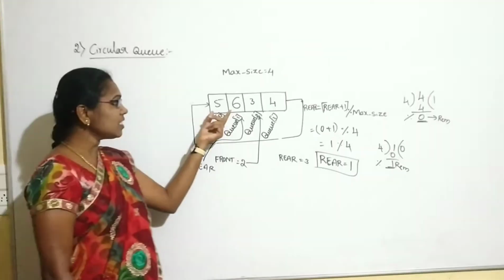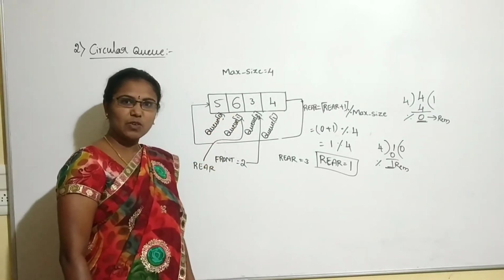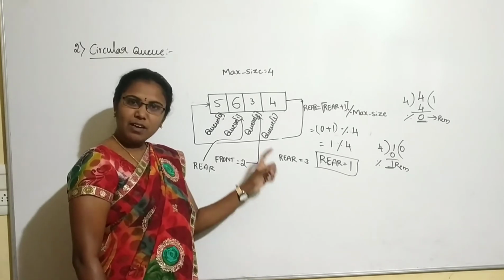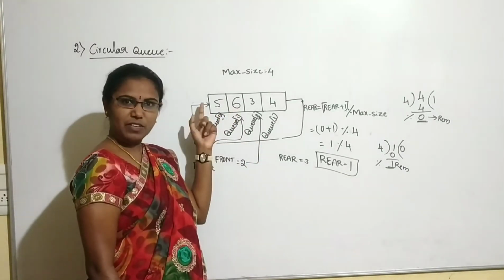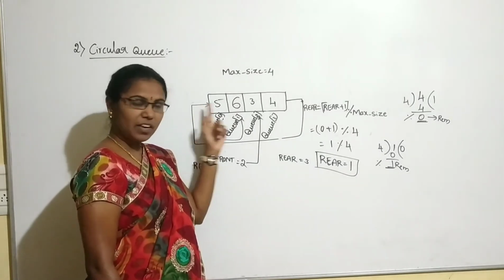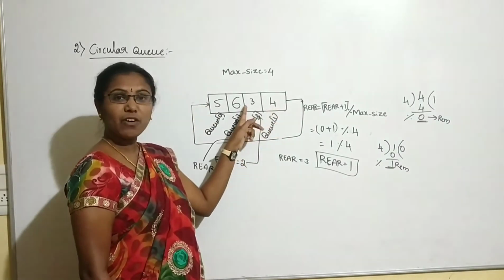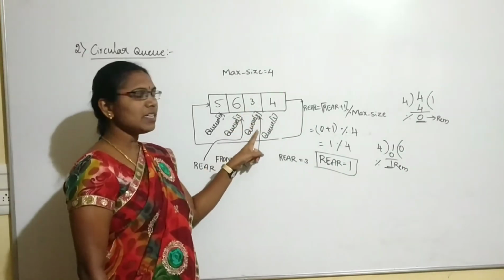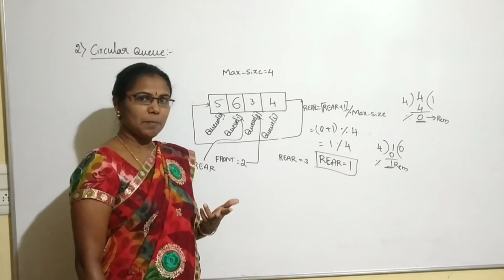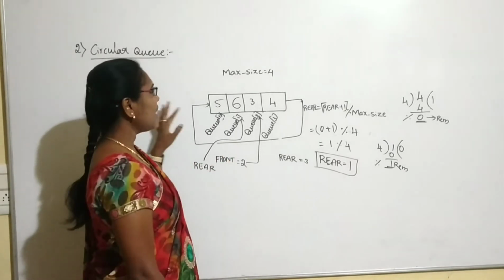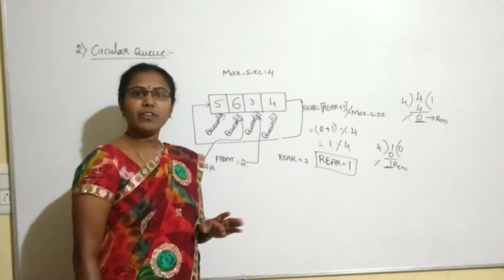See, after inserting two elements, which element is ready to go out first? Which element was inserted first? Before inserting 6, we inserted 5. Before inserting 5, we inserted 4. Before inserting 4, we inserted 3. So, this element is ready to go out first. First come, first served. Clear? So, now we go for the third type of queue.